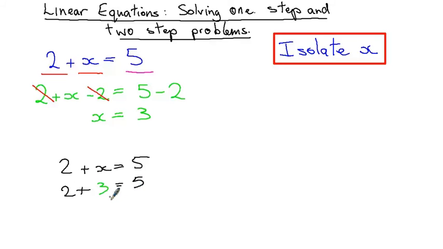As you can see, I've substituted in the value of 3 where the x was. I haven't changed anything else. The left-hand side equals 5. The right-hand side equals 5. Because I got the same number on both sides, it means I have successfully found the value of x. And that was a one-step problem. Let's go to the next page and do a two-step problem, remembering we're going to be isolating x.